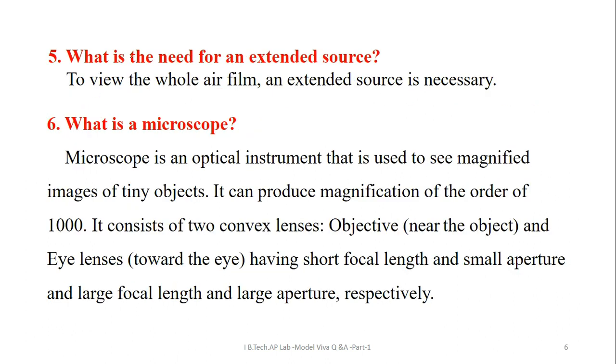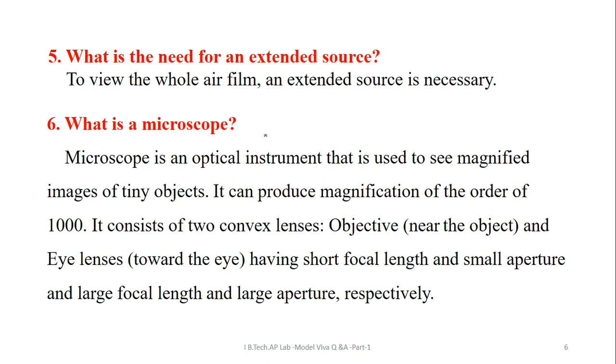What is needed for an extended source? To view the whole air film, an extended source is required. Apart from an extended source, we have point sources and spherical sources. Whenever we have a point source or spherical source, we will use a lens in order to get an extended source. In order to observe the Newton rings, we will use a microscope.